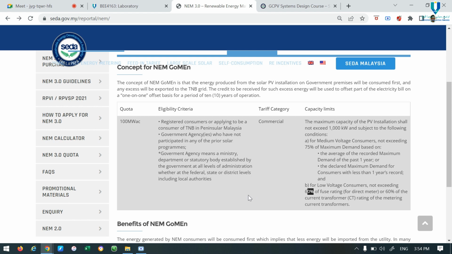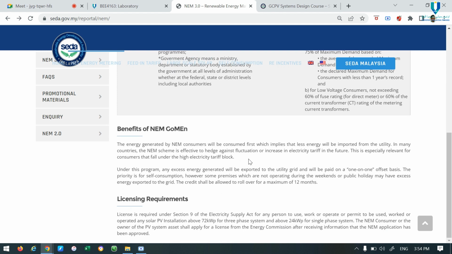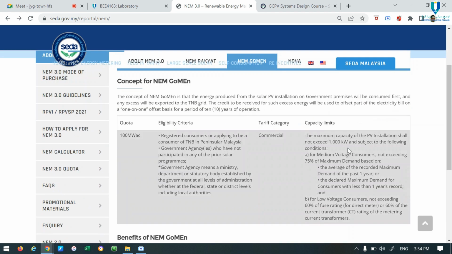Okay, registration is all the same. This one is for companies. It's still one on one, still 12 months. The maximum demand cannot exceed 75%. But the size capacity is 1 mega. Earlier it was small, single phase 4 kilowatt and 3 phase 10 kilowatt, but this government one is 1 mega.